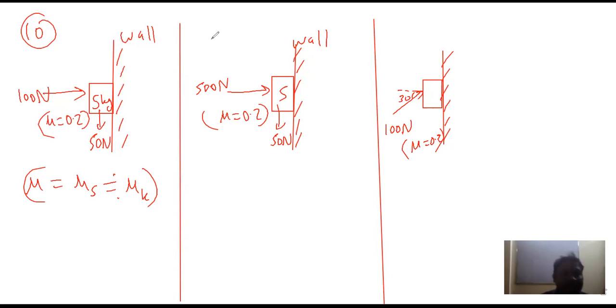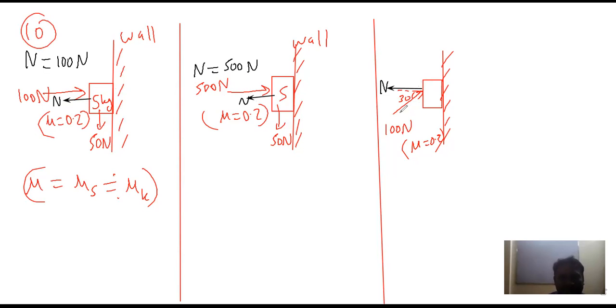So, what is the direction of normal reaction? Normal reaction, let us show by black color. That's in this direction in all cases. Normal reaction, N. So, in first case, normal reaction is equal to 100 Newton by horizontal force balance. In second case, normal reaction is 500 Newton by horizontal force balance.